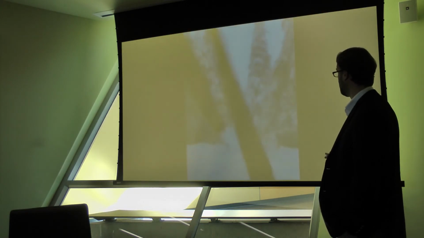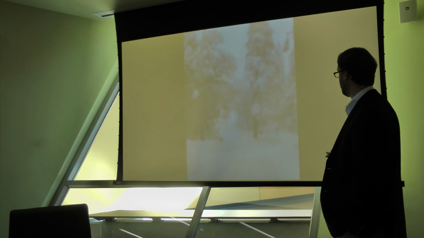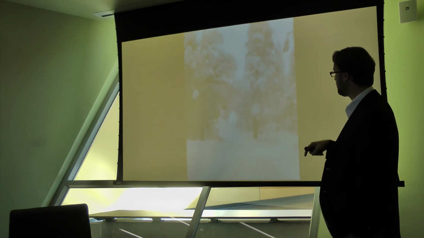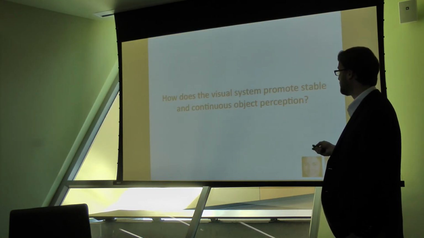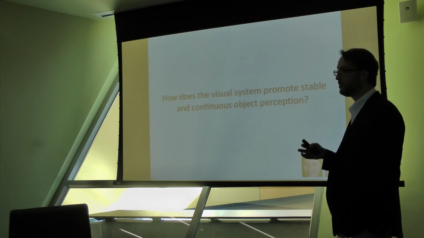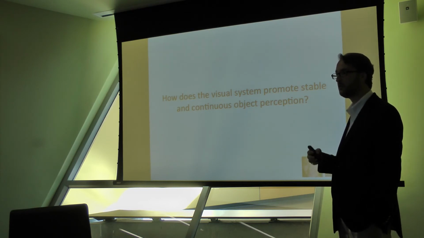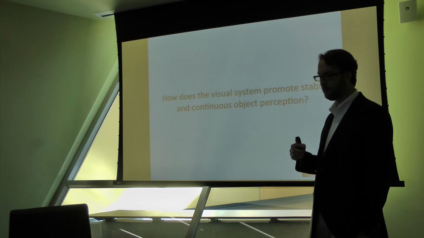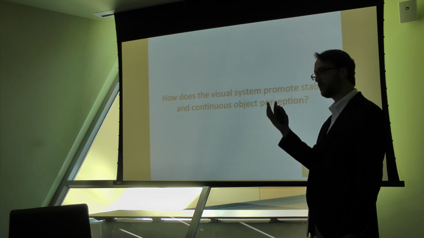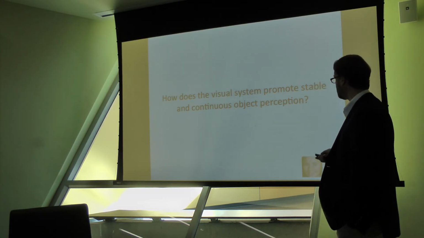So objects that are present at this moment tended to be present in previous moments. So the question is, how does the visual system promote this stable and continuous perception of an object? How does the visual system help us perceive object identities or people's identities as being stable?